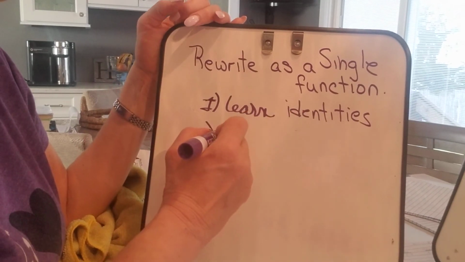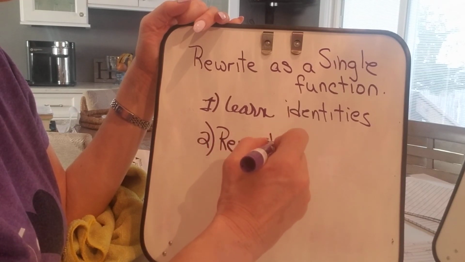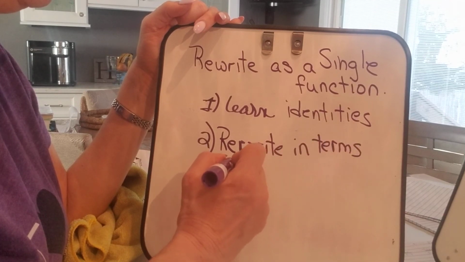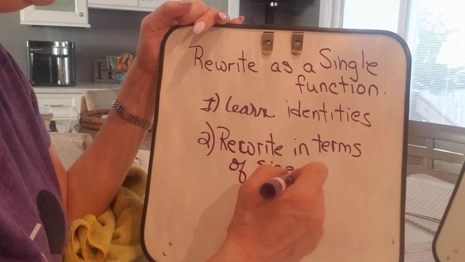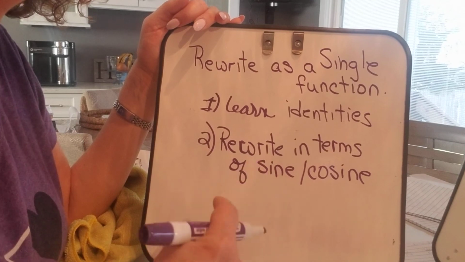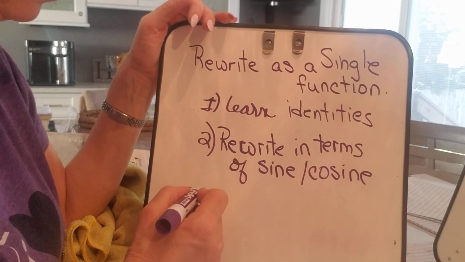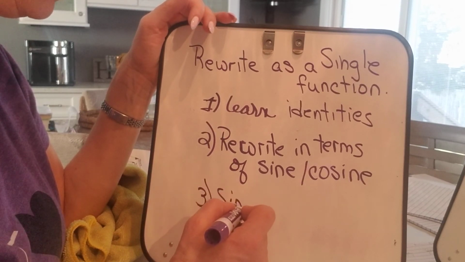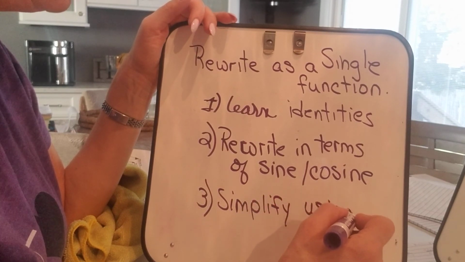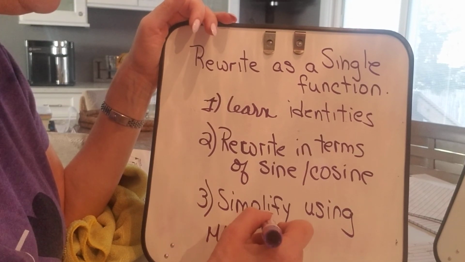Then what you're going to do is rewrite in terms of sine and cosine. That's going to be your best bet, to turn everything to sine and cosine. Don't change them to secant or cosecant. That's just going to take two steps back. And then you're going to simplify using math principles. Can you see down here? Yeah, math principles.